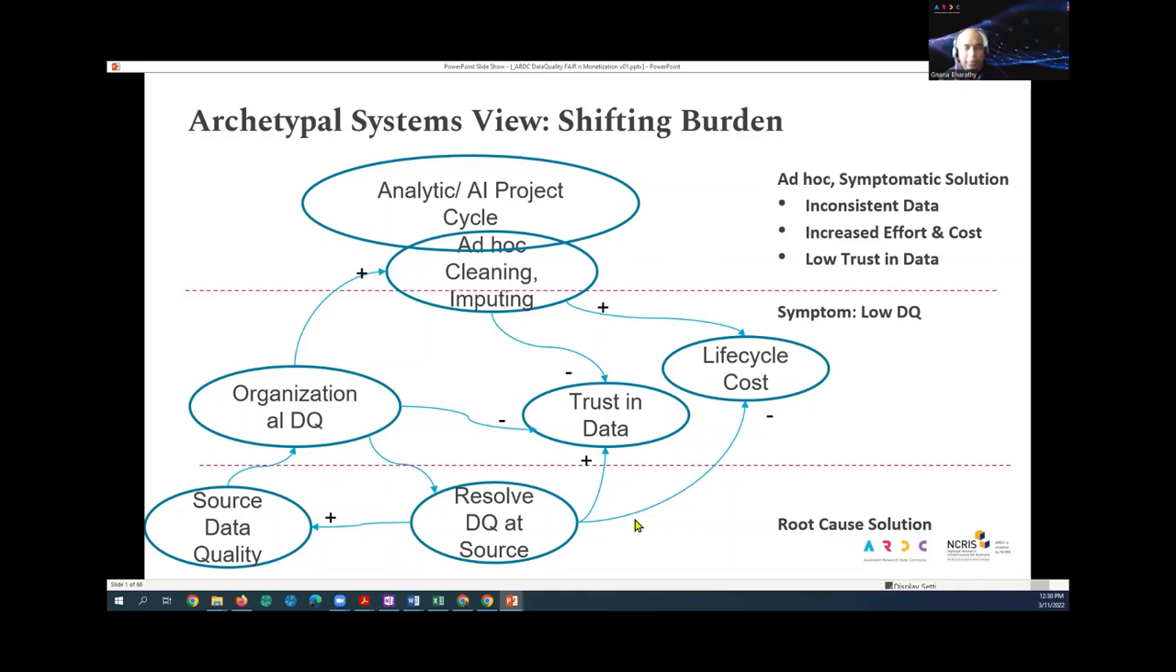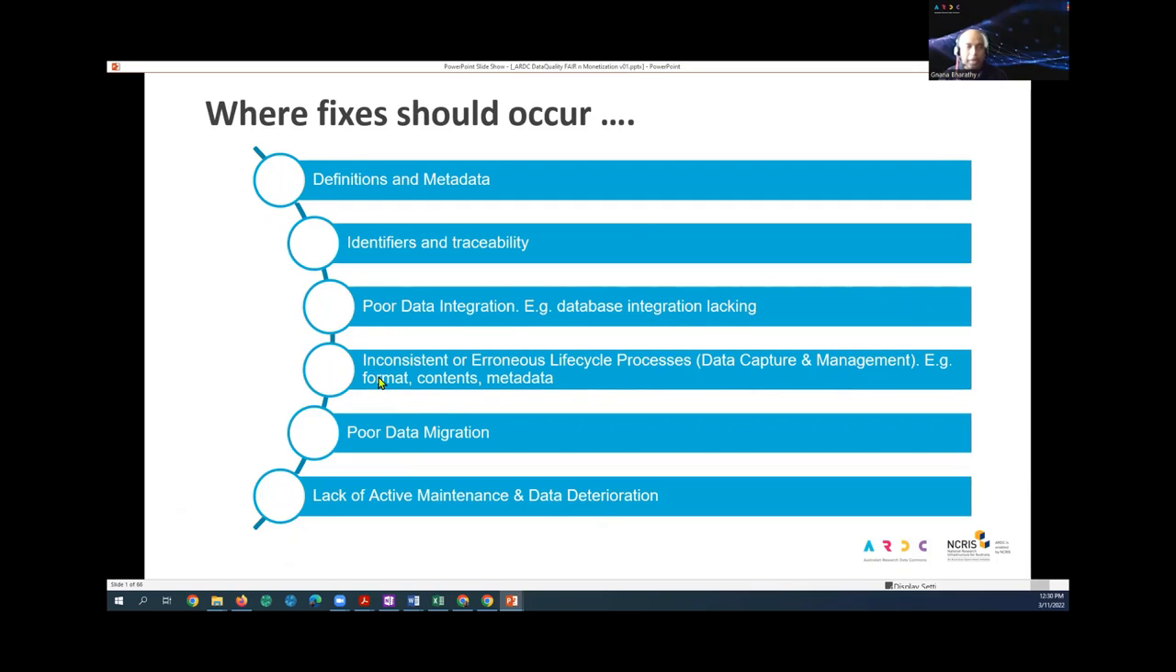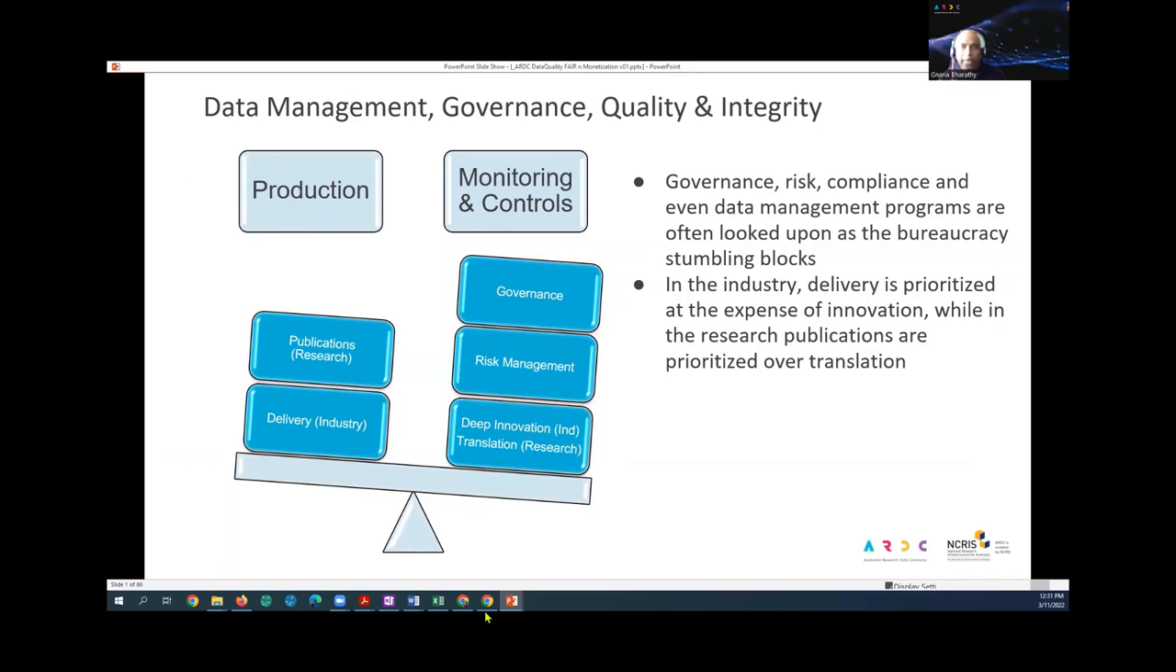But in reality, the fixes should occur throughout. And that includes definitions, metadata, traceability, poor data integration, inconsistent or erroneous lifecycle processes and management, poor data migration, and lack of active maintenance, which is another factor. Even if you had good data, if it's one-off, it is actually destroyed. In other words, the weight, both in the industry as well as in academia, is towards the production side rather than monitoring, control and stepping back. But data quality is one area, at least along with governance and risk management, that does look at these.